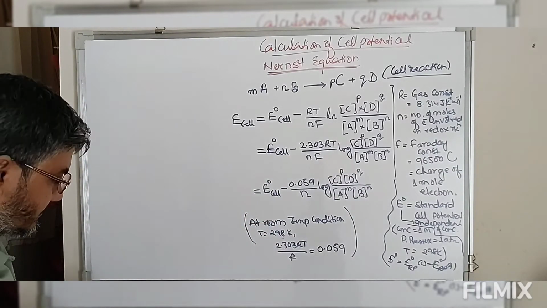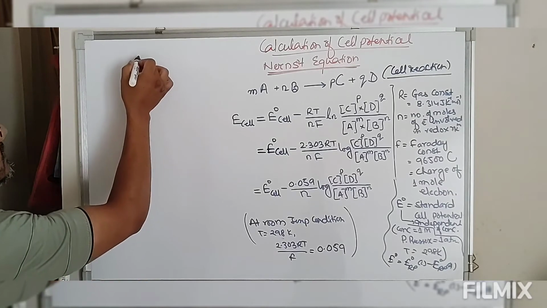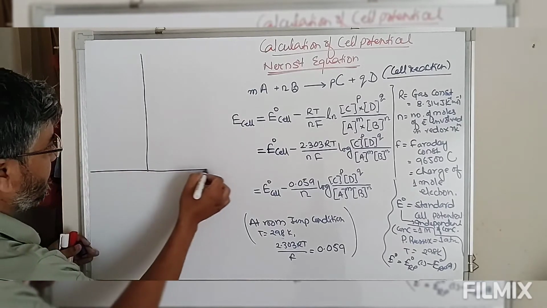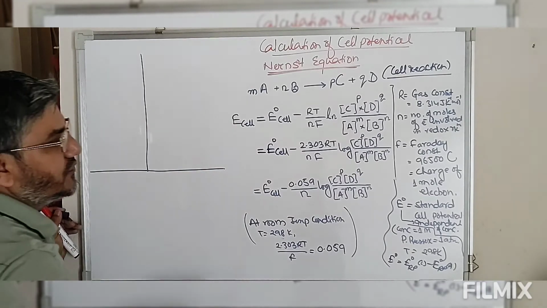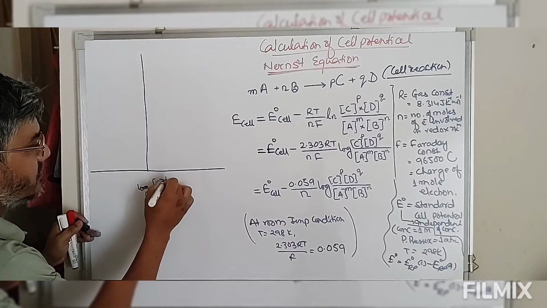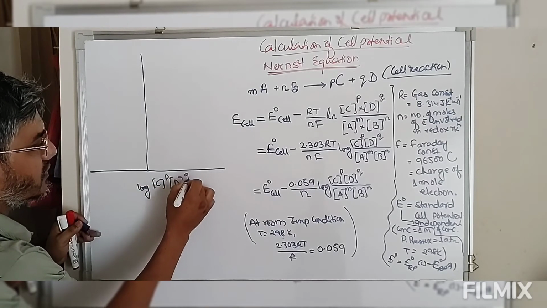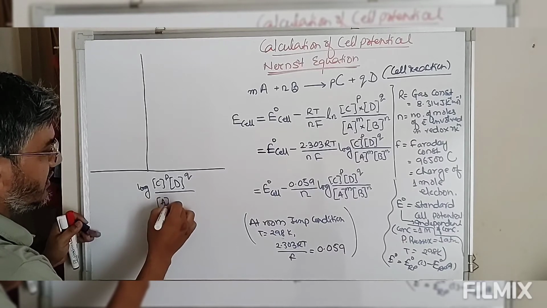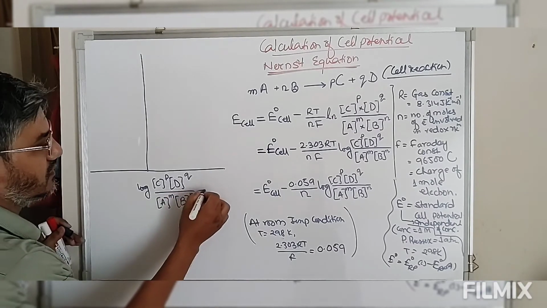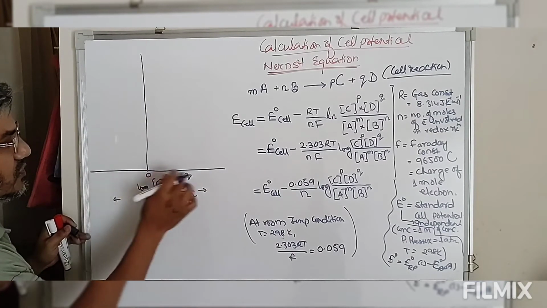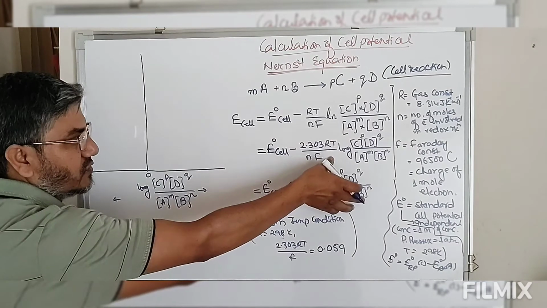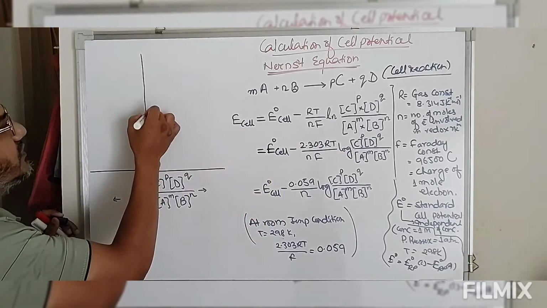So ultimately, the variation of cell potential depends on this value. Considering this equation, we can show this graphically. This is the log of concentration of C raised to the power P, concentration of D raised to the power Q, divided by concentration of A raised to the power M into concentration of B raised to the power N. This is 0 below, this is positive, this is negative. Now if this value is 0, then E cell is equal to E naught.